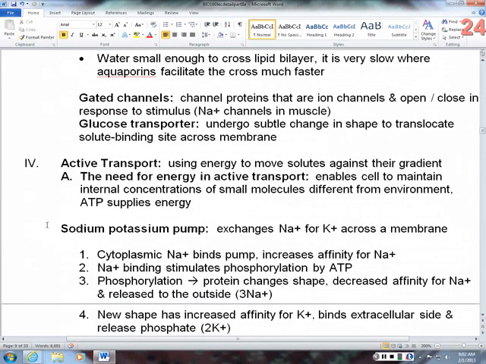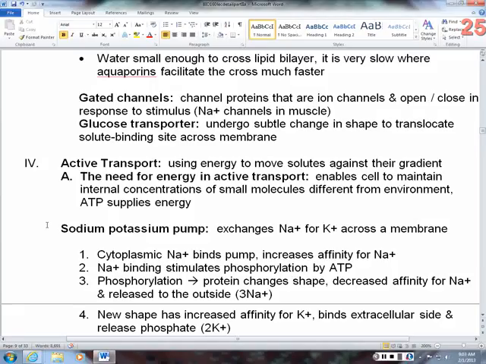So active transport, active is the key word that tells you it uses energy. And this is going to move solutes against their gradient. If it's passive, it's working with the gradient. You wouldn't want to waste your energy doing something that's naturally going to happen anyway. You have to use energy if you want to work against the gradient, and that's what sodium potassium pumps do in the muscle. So the need for energy in active transport is that it's going to enable the cells to maintain internal conditions that are different than what the outside is. And they're going to get that energy from ATP. ATP is the energy currency that all of your cells will use.